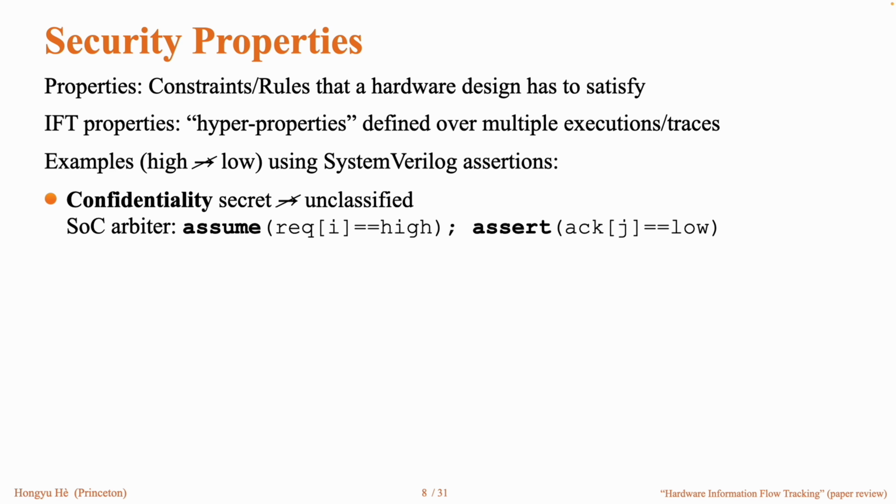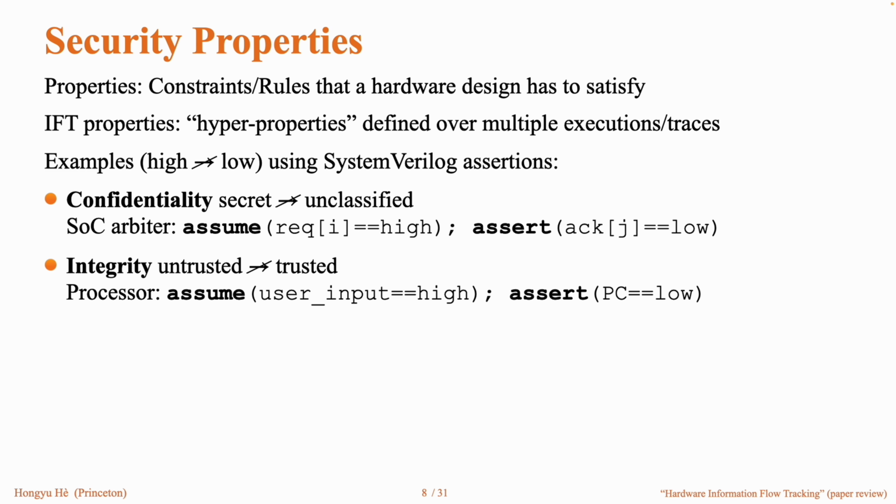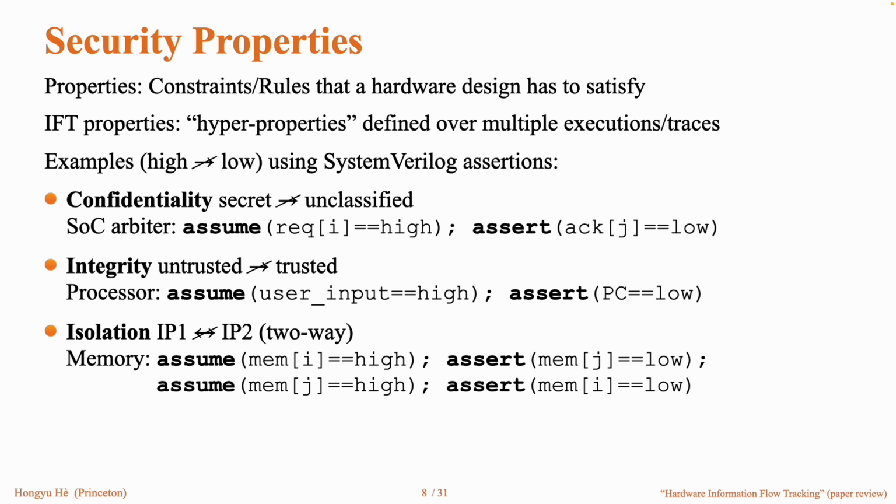Similarly, we can express this integrity property where we assume the user input to be high, and then for a given processor, we want to test if the PC or the program counter is being tampered with by checking the class afterwards. So this is really checking the label. It's not checking the value. So the high and low here are referring to labels, whether it's a high security level or a low security level, not the value of that signal. Exactly. So it's basically saying the user input there has a high label.